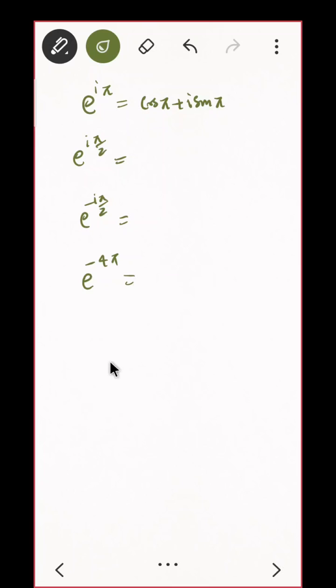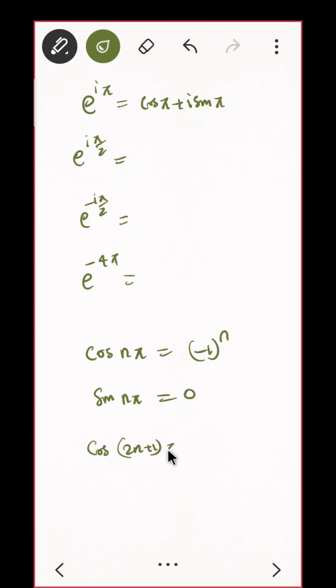Now you should remember one thing. Cos n pi is equal to minus 1 raised to n, and sin n pi that is equal to 0. Correct? And cos अगर odd multiple लिया तो that will be 0. That is cos (2n plus 1) pi by 2, that is 0. And sin odd multiple लिया तो that is 1 and minus 1, वो alternate change होता रहेगा. So you should remember this thing. This will help you in solving this. Cos pi sin pi क्या आएगा? Cos pi, that means n equal to 1, so it will be minus 1. So answer is minus 1. E raised to I pi is minus 1. That is the most famous one.